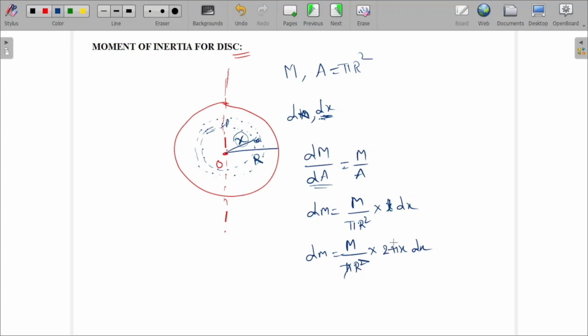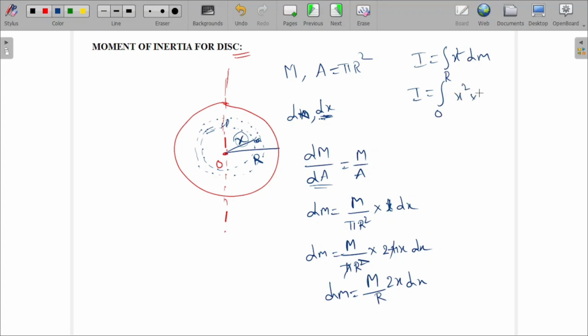Okay, pi gets cancelled, so dm equals M by R square into 2x dx. Now this is going to be substituted in the well-known formula, that is I equals integral x square dm. So moment of inertia I equals integral from where to where? From 0 to R, x square into dm.